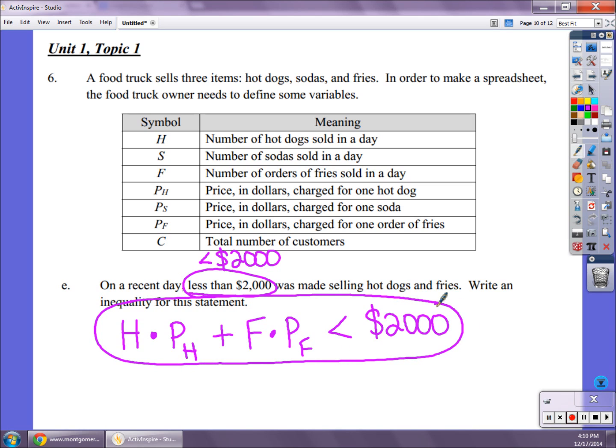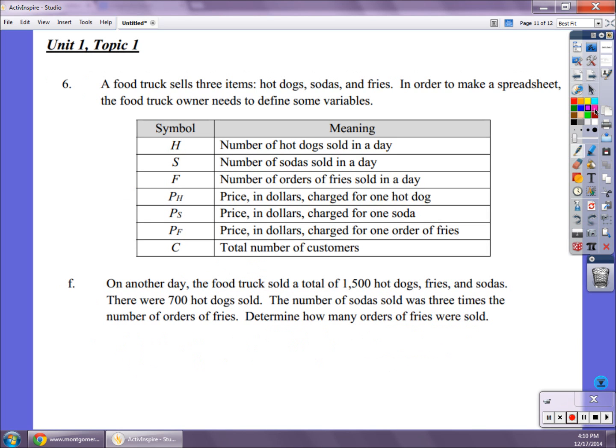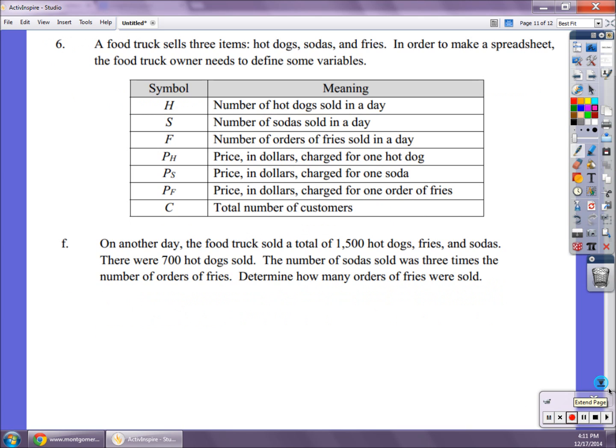Moving on to letter F. Okay. On another day, the food truck sold a total of 1,500 hot dogs, fries, and sodas. There were 700 hot dogs sold. The number of sodas sold was 3 times the number of orders of fries. Determine how many orders of fries were sold.